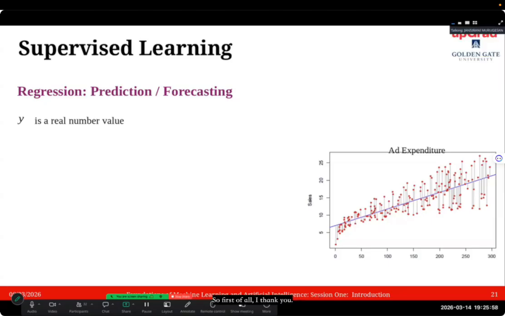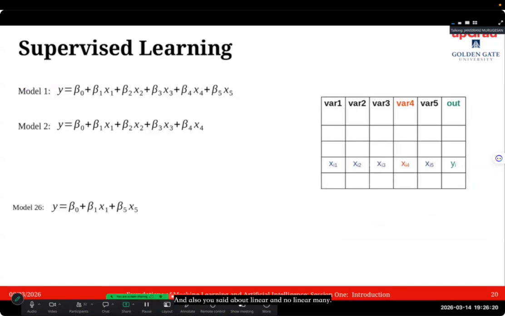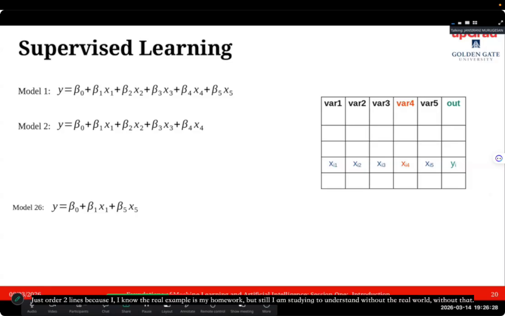Jansi. So first of all, thank you. This is exactly what I'm looking for, these real world use cases. Can you please, if you do not mind, take any one of the models from the earlier screen where you wrote the 26 models, and the linear and non-linear ones, and explain in 1 or 2 lines how it really works? I know the real world example is my homework, but I am still struggling to understand without it.